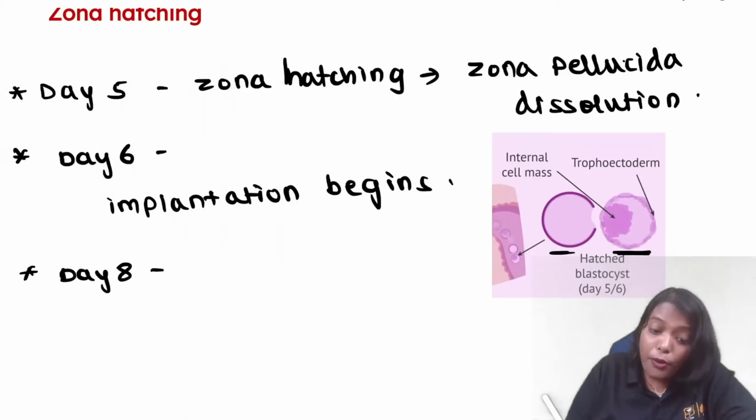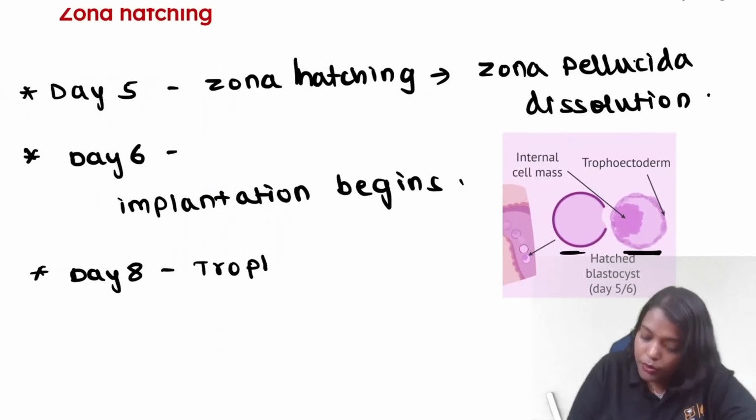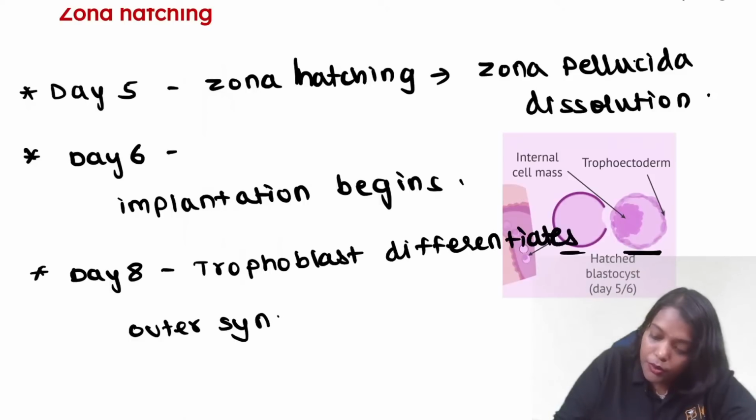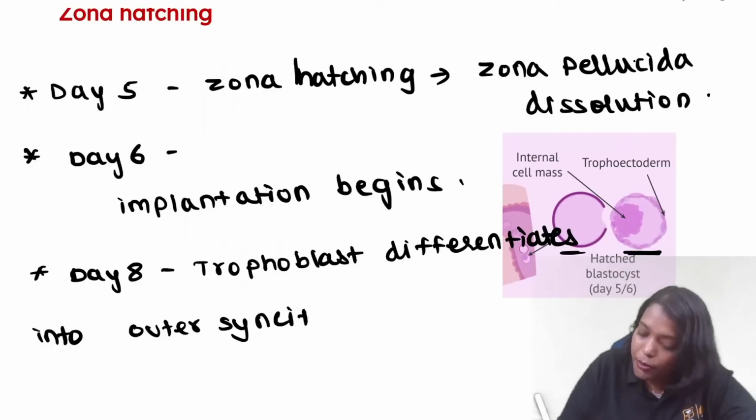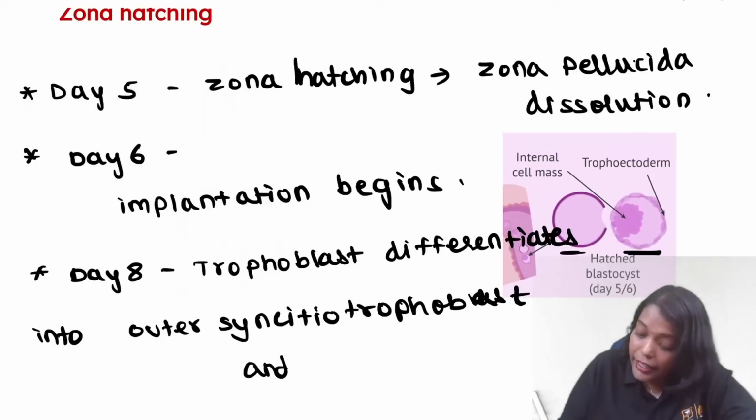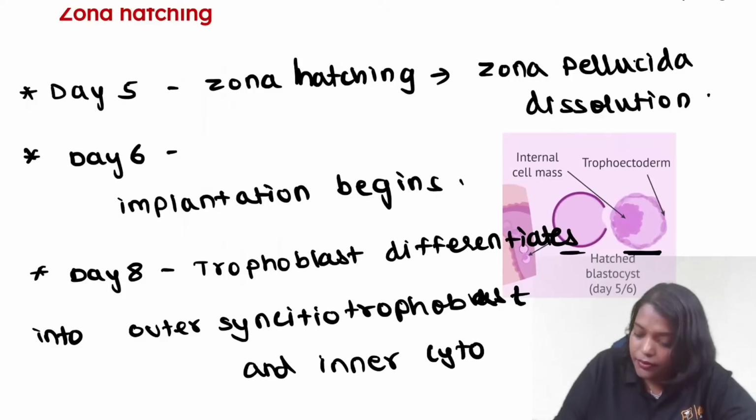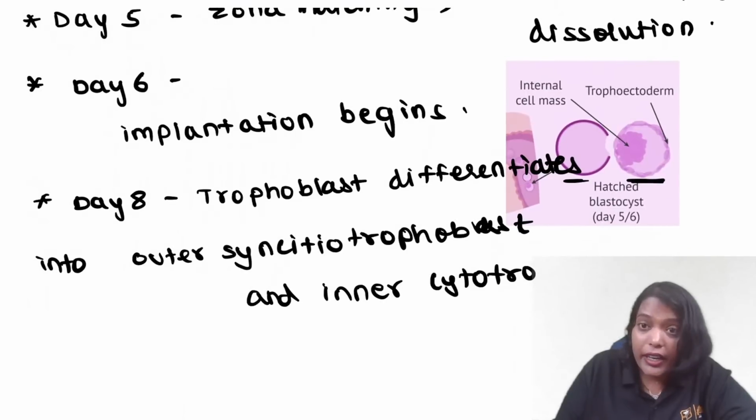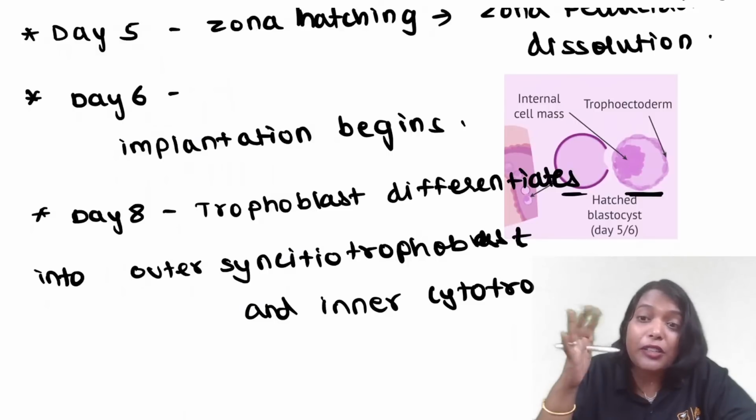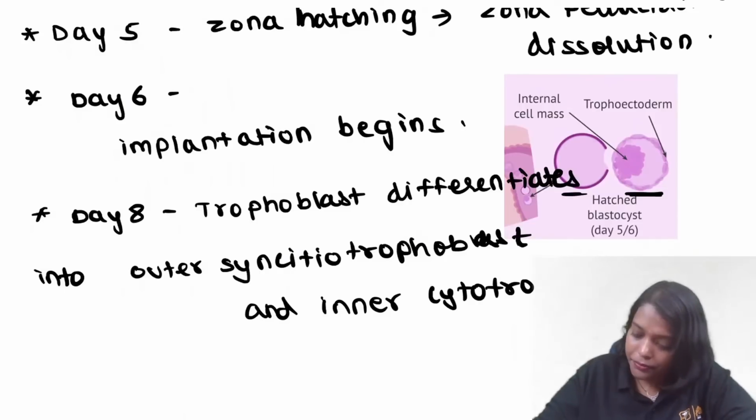Day 8, trophoblast is there, no? That trophoblast will further divide into outer syncytial trophoblast and inner cytotrophoblast. This is the one which will actually become the placenta, guys, this syncytial and cytotrophoblast. And when they are becoming the placenta, these only we call them as chorionic villi. The syncytial and cytotrophoblast together we call it as chorionic villi. So we have inner cytotrophoblast.